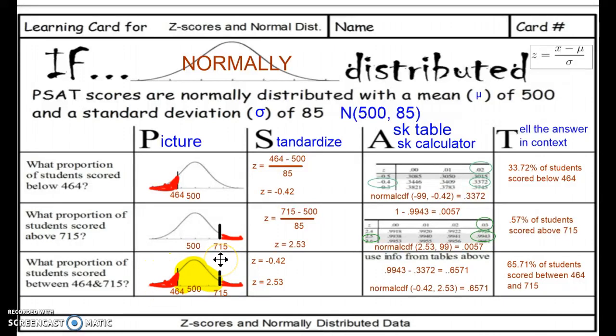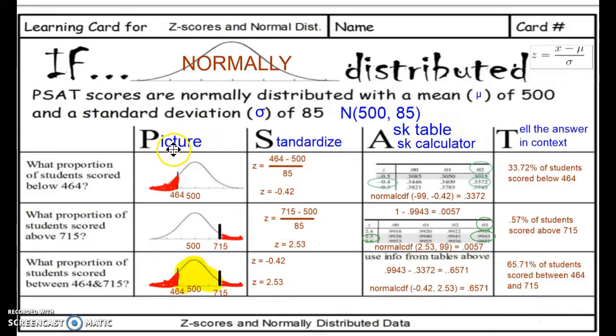So 0.9943 is the area from here all the way to the left, and 0.3372 is the area from here all the way to the left. If I subtract the two, I end up with 0.6571, which is just the area in yellow. And here's my answer in context. 65.71% of students scored between 464 and 715.